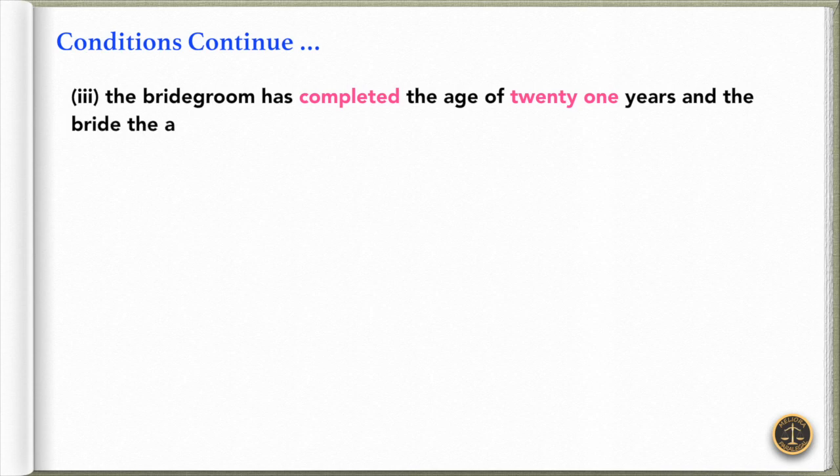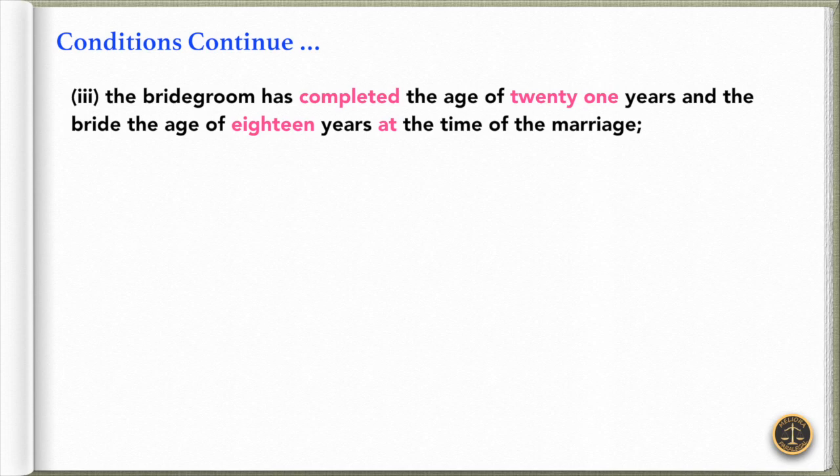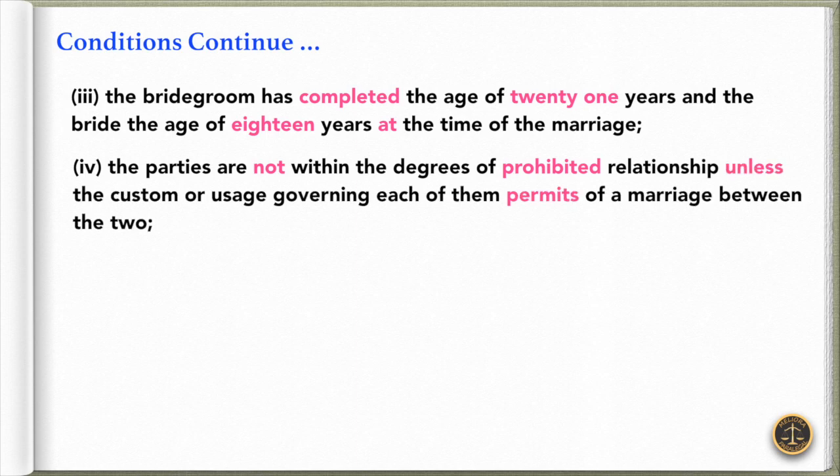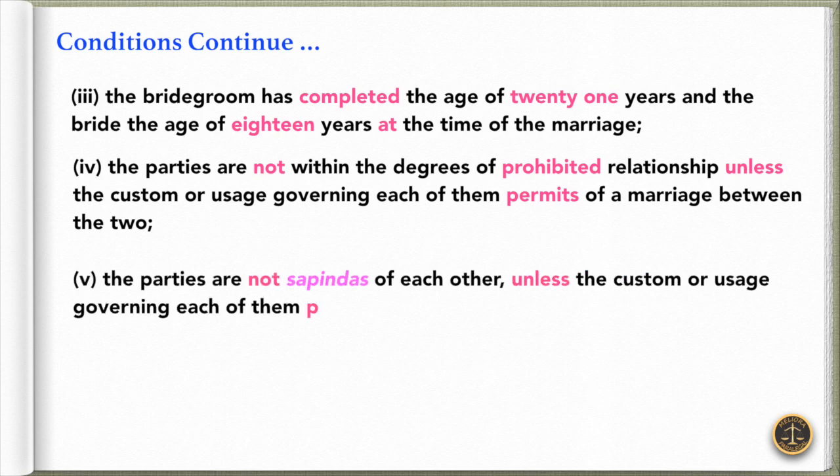Next, the bridegroom has completed the age of 21 years and the bride the age of 18 years at the time of the marriage. The parties are not within the degrees of prohibited relationship unless the custom or usage governing each of them permits of a marriage between the two, and the parties are not sapindas of each other unless the custom or usage governing each of them permits of a marriage between the two.